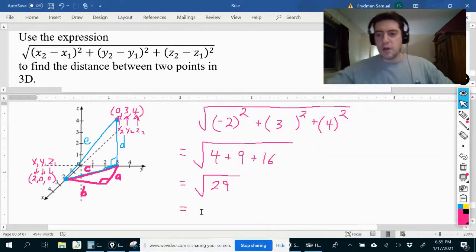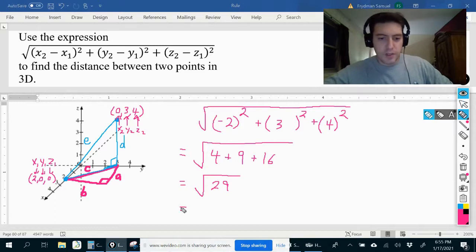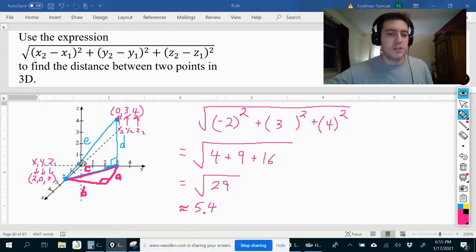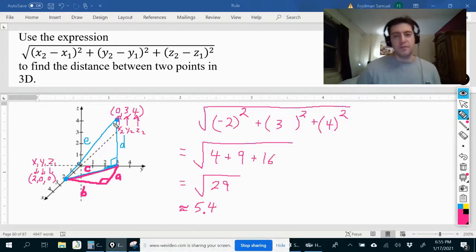So this is approximately, I should really be changing this to a squiggly equal sign, which means not exactly equal to, but approximately. Square root of 29 is approximately 5.4. Okay, so from here to here would be a distance of about 5.4 units.